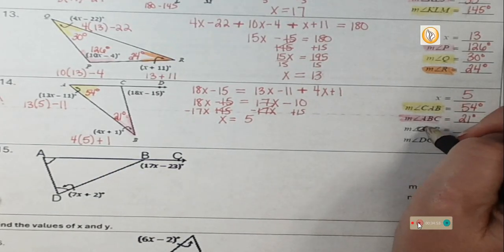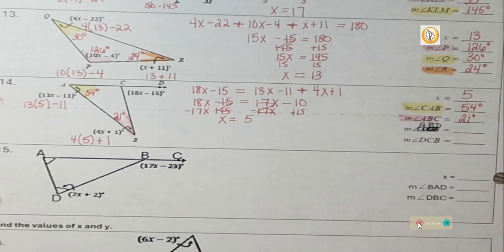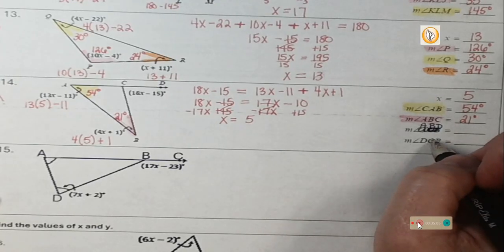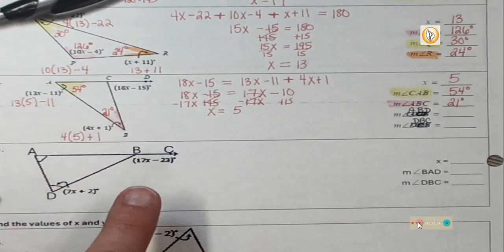I'm going to change this one to be A, B, D. And this one to be D, B, C. So that's my bad. I typed something different.